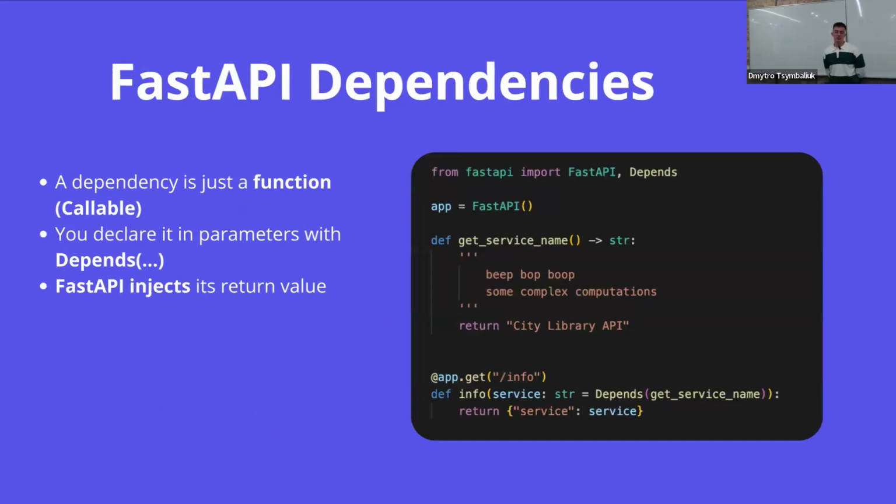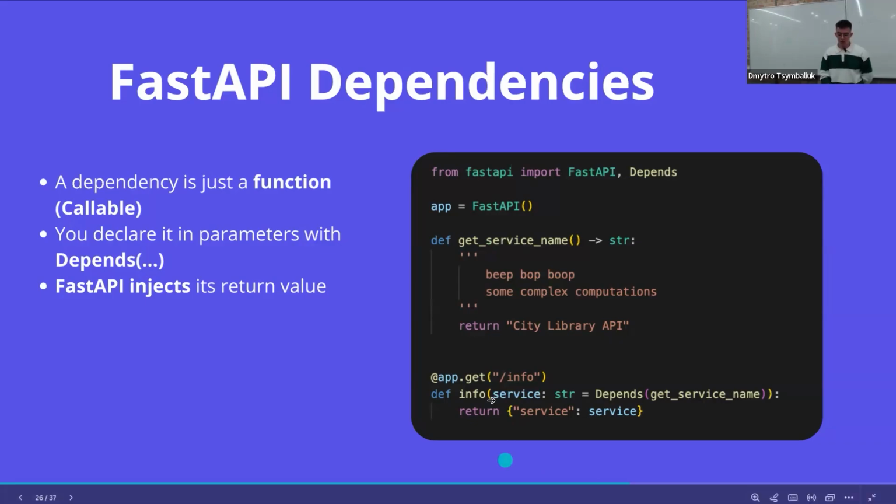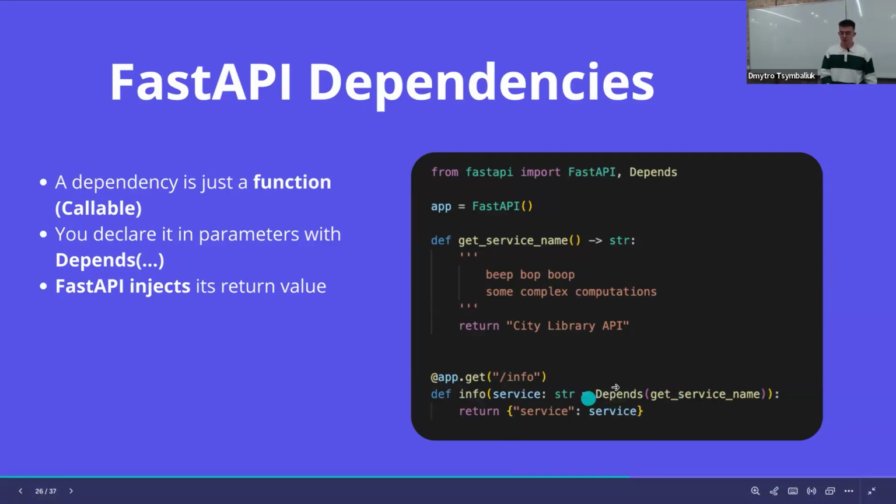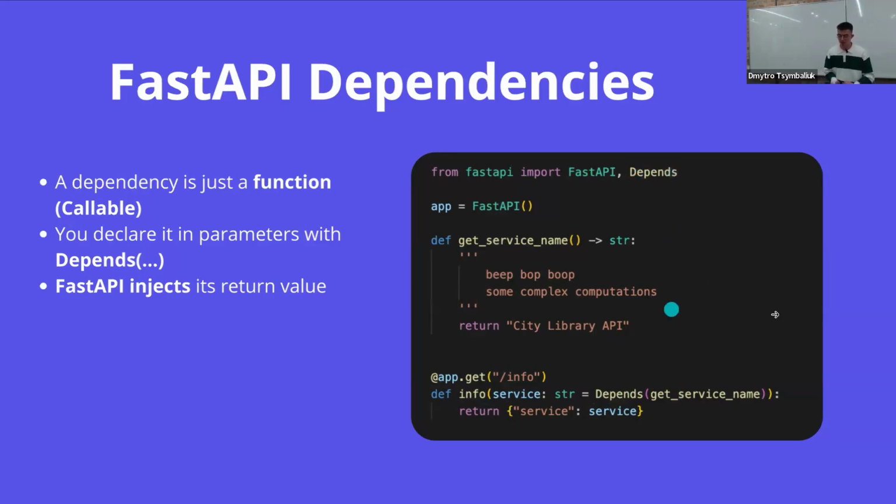Okay, so FastAPI dependencies. That's just how they look. So a dependency in FastAPI is just a function. If we are more precise, it's a callable, something that we can call, because sometimes we can call even classes, right? Classes, okay. So a dependency is a function, and you can declare it in the parameters of your route using Depends that you can import from FastAPI as well. And FastAPI will do everything instead of you. It will do all the calculations here in this function and just provide you a result here.